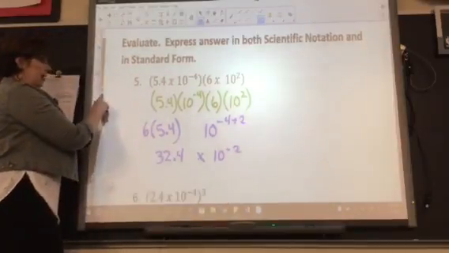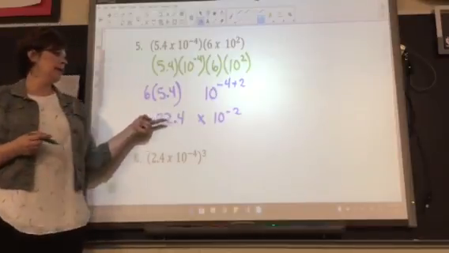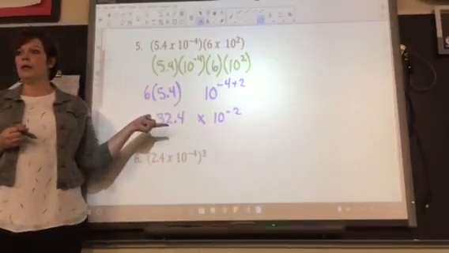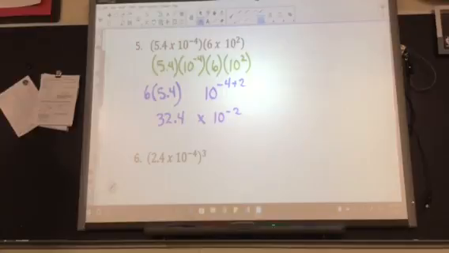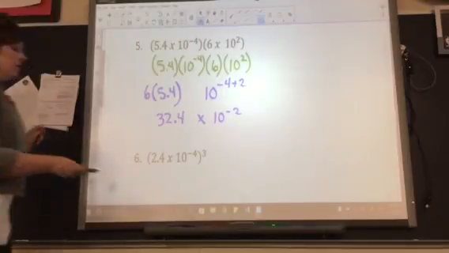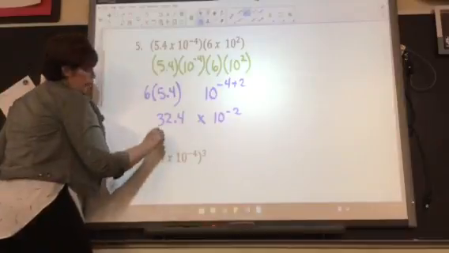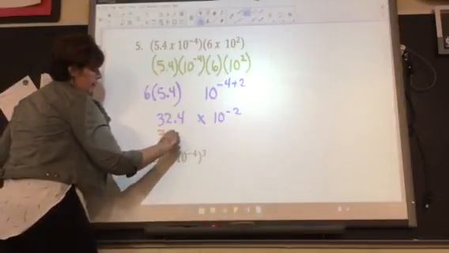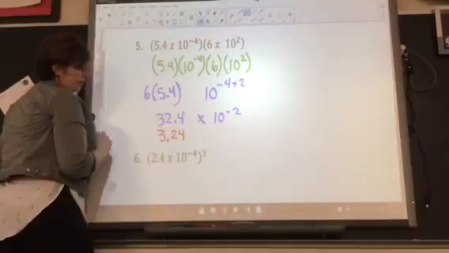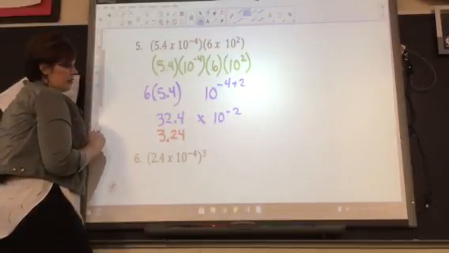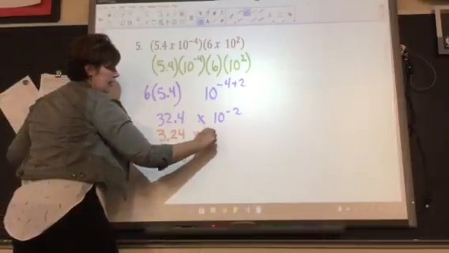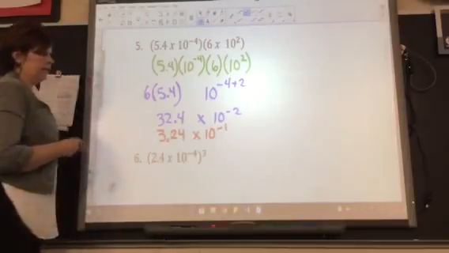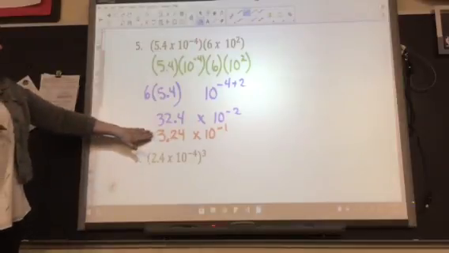Okay, so hang on one second. If I wanted to write this in scientific notation, have I done that? No. What do I need to do? You need to adjust the exponent and move the decimal one place to the left. I need to make it look like 3.24. Because I added a space, this is going to become 10 to the negative 1. Okay, so this is in scientific notation.